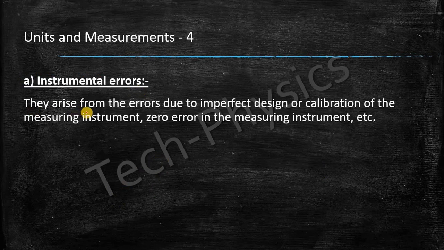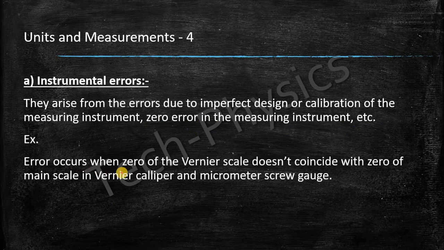Instrumental errors. They arise from the errors due to the imperfect design or calibration of the measuring instrument, zero error in the measuring instrument, etc. For example, error occurs when the zero of the vernier scale doesn't coincide with the zero of main scale in vernier caliper and micrometer screw gauge.